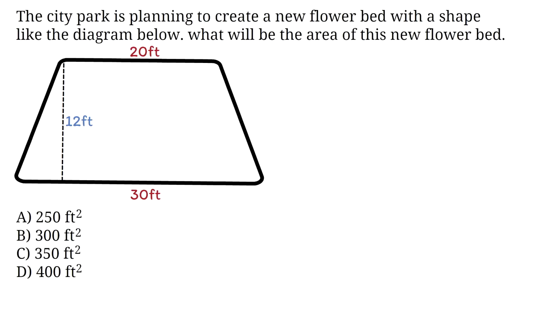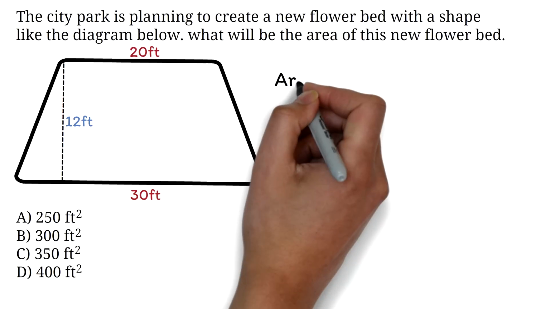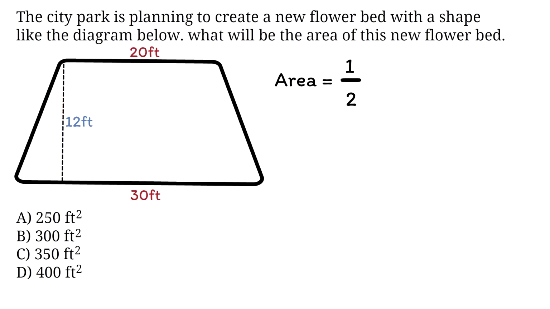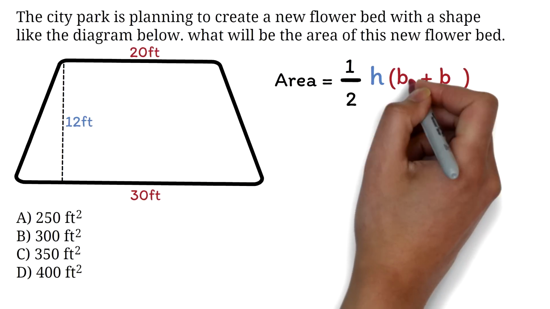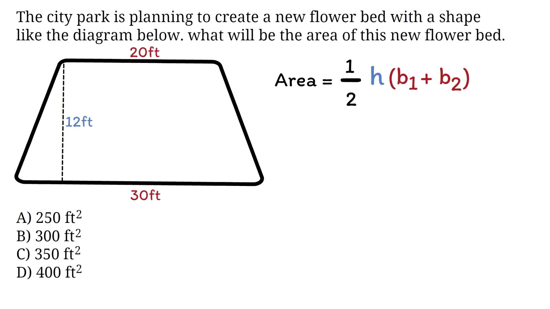the shape of the diagram. This is a trapezoid. The area of a trapezoid is equal to half the height, h, multiplied by the sum of the lengths of its two parallel bases, b1 and b2. The height is the perpendicular distance between the two bases. This formula will be given to you on the GED, so nothing to memorize.